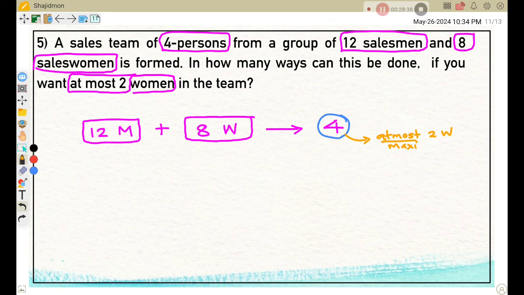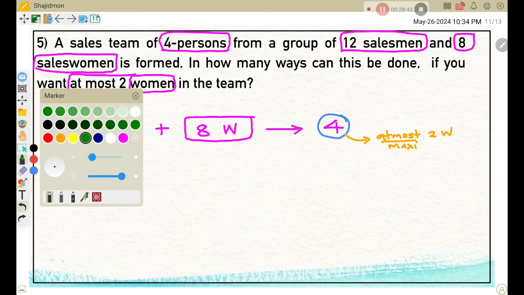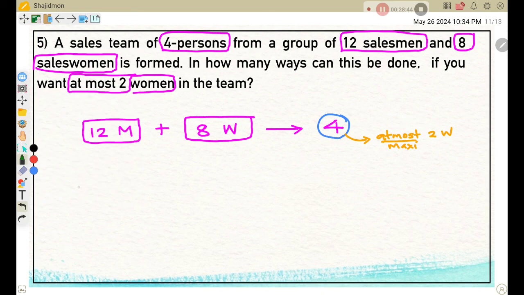Now, maximum 2 women means what are the possibilities? You know what the possibilities are. I am writing the possibilities. Maximum 2 means the possibility is either 0 or 1 or 2. Maximum 2, more than 2 is not possible. So what are the possibilities actually?